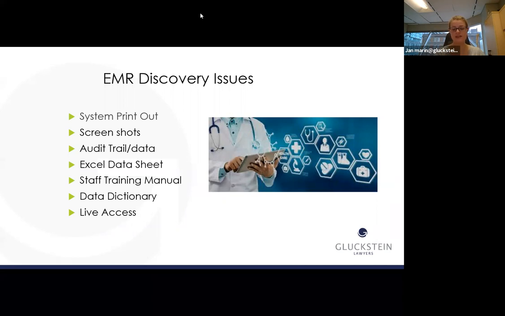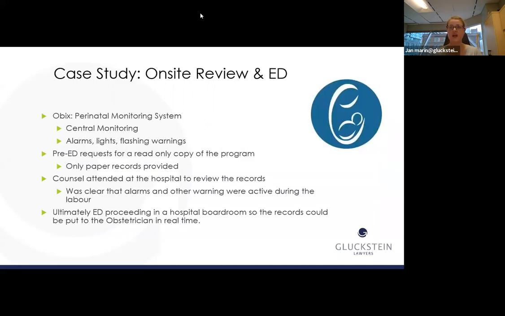So I want to lastly talk about a case study that my office dealt with that involved live access and some of these issues in terms of electronic records, where you can see in action how some of this came into play. So this did deal with the system OBIX that I mentioned previously.